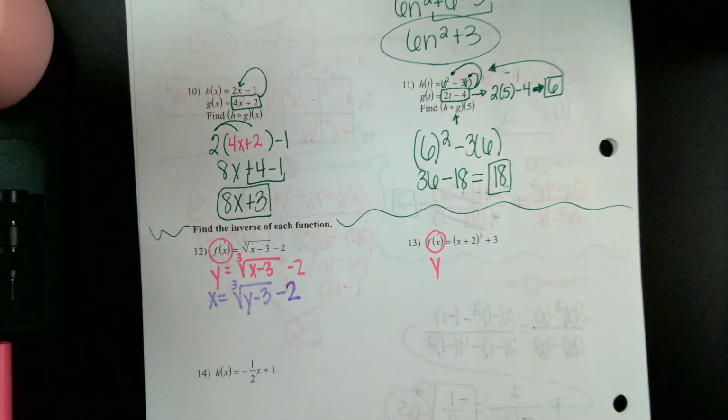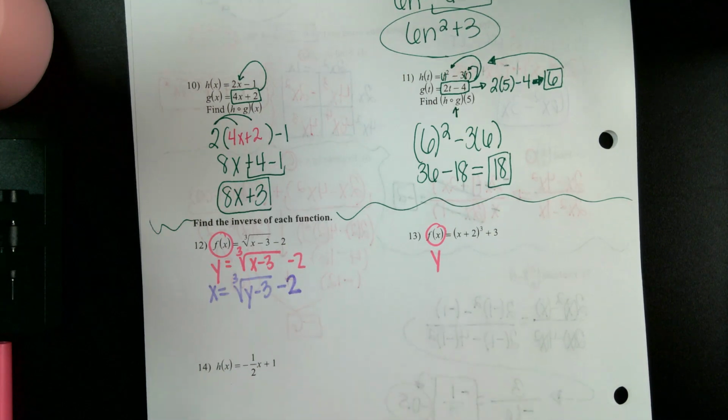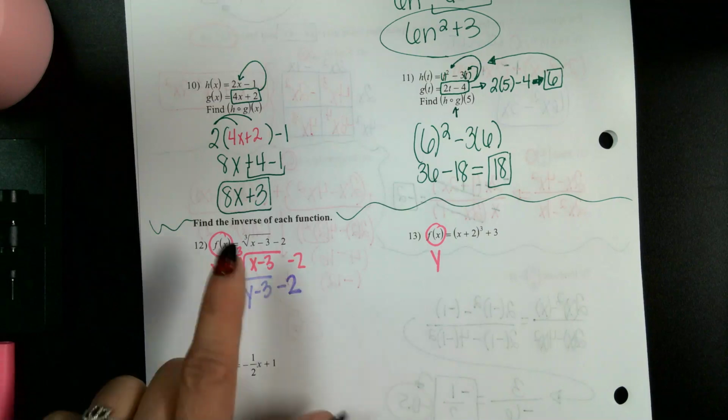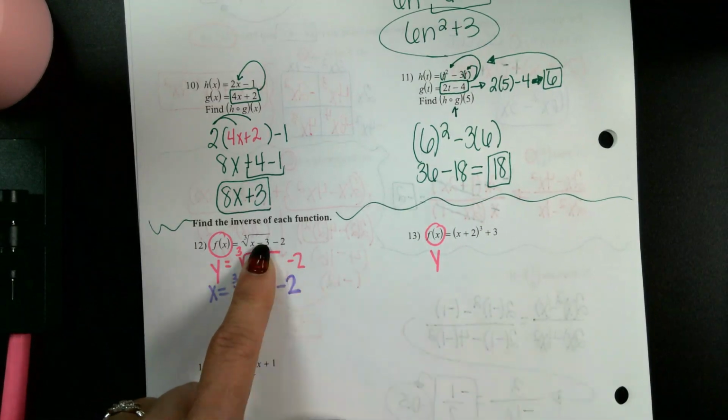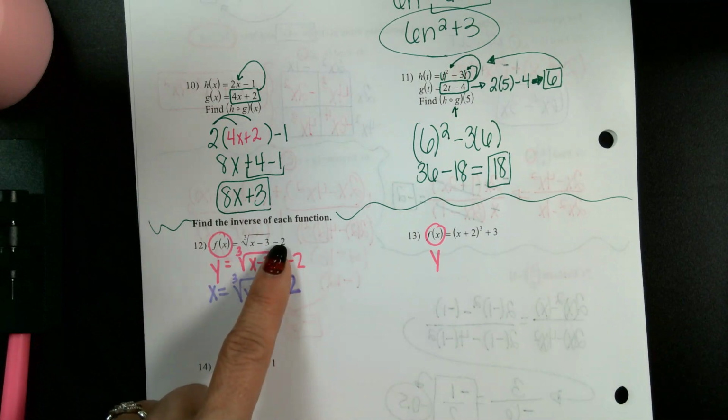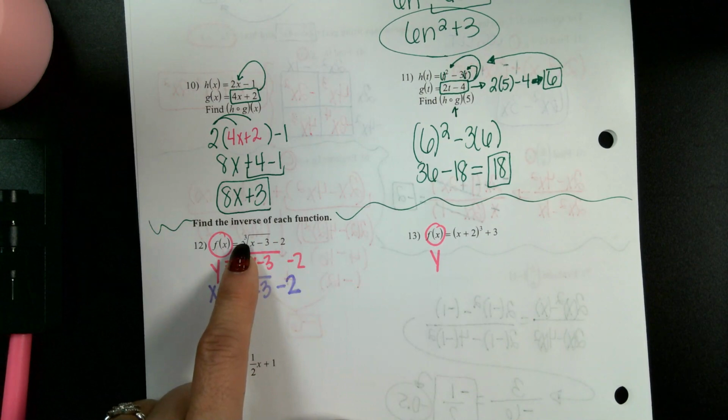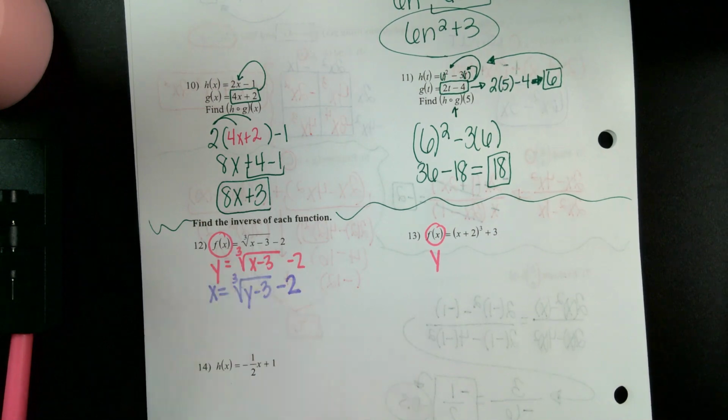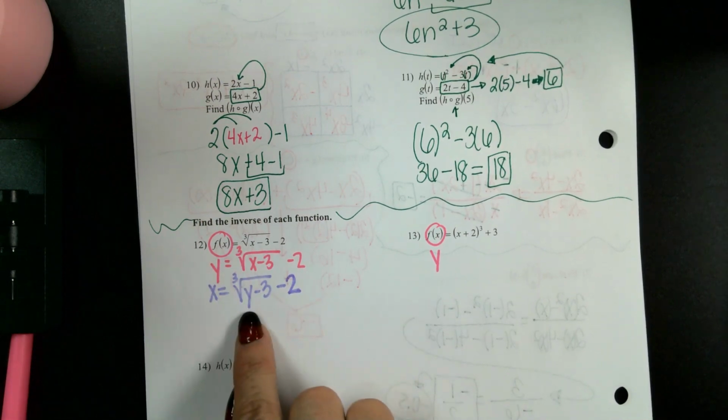Our goal with inverses is to undo this. Whatever we started with, we should end with a function that has all the inverse operations. I see a -3. At the end, I should see a +3. I see a -2, so at the end, I should see a +2 somewhere. And right now, I see the cubed root, which means at the end, I should see the 3rd power. Okay? So our goal at this point is to get y by itself.